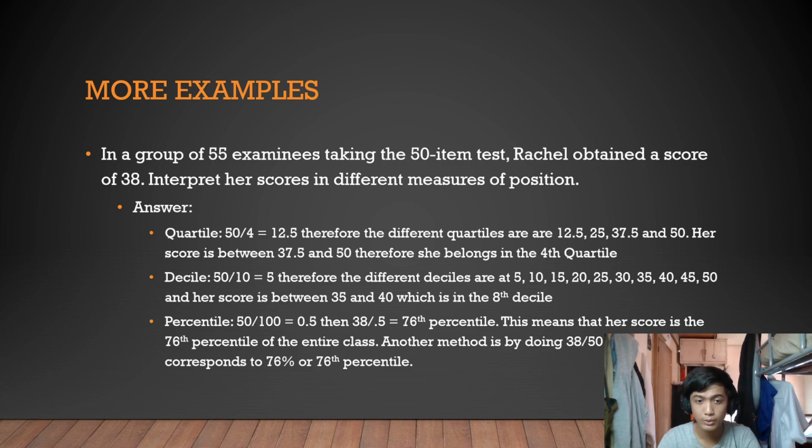So just to make things quicker, we can just divide 38 by 0.5, and we can get what percentile 38 is. And from the result of that, it means that 38 is at the 76th percentile, which means that her score is at the 76th percentile of the entire class. So another method that we can use to solve this faster is just dividing the data that we have over the entirety of the data, or the maximum of the data. So that's just simply 38 over 50, which is 0.76, and 0.76 corresponds to 76%.